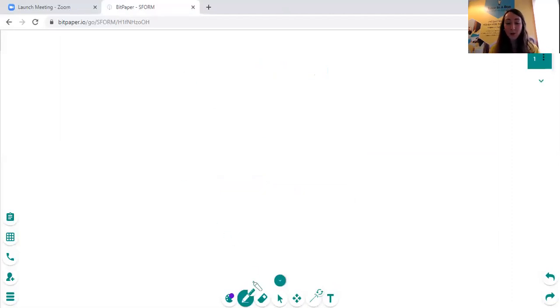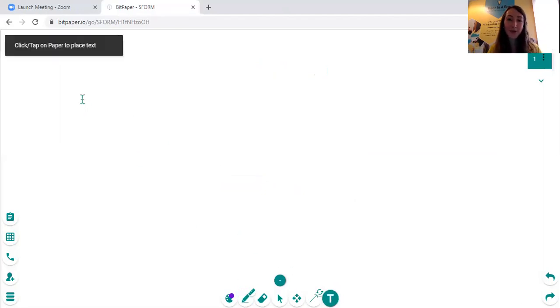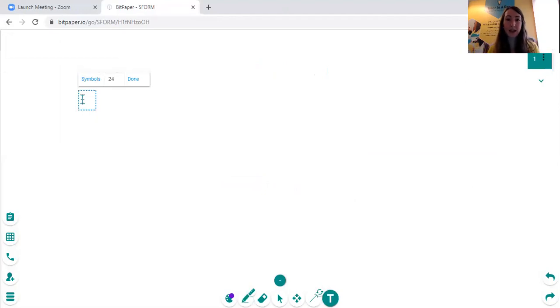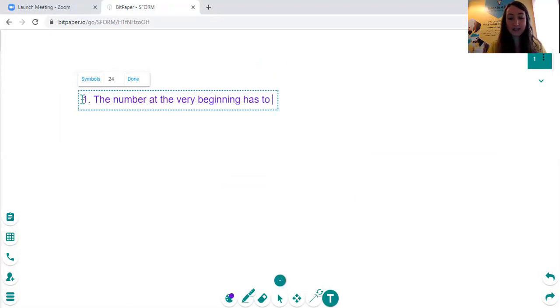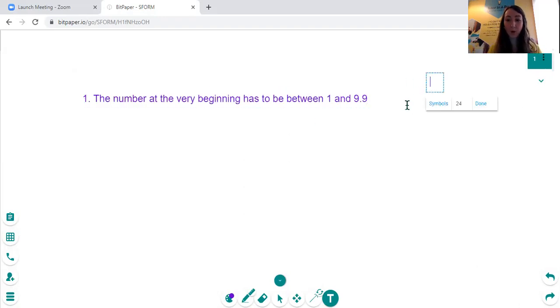So there's a couple of golden rules with standard form. The first is that the number at the front has to be between 1 and 9.9. So for example, you could not have standard form that starts with 16. You couldn't have standard form that starts with 78. You could have 7.8 or 3.4.